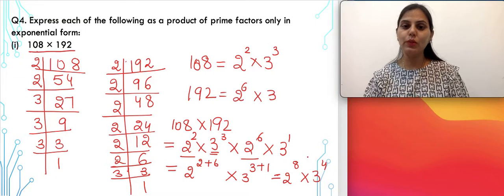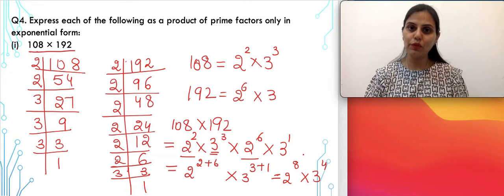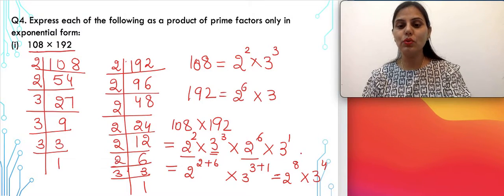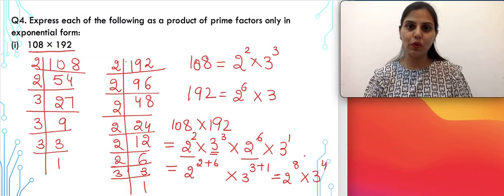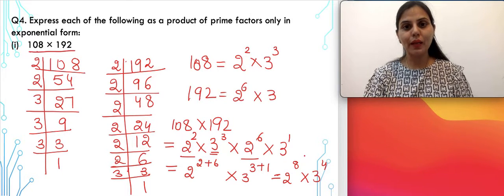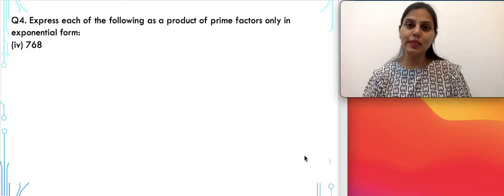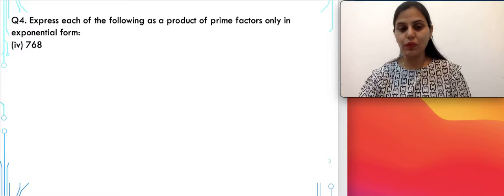4. Since we are supposed to leave the answer in exponential form only, when you solve this again, you are going to get the same answer. So this is your answer in exponential form. I hope the question is clear to you. Let's solve another example. Now the question given is 768. Let's make the prime factors for this.